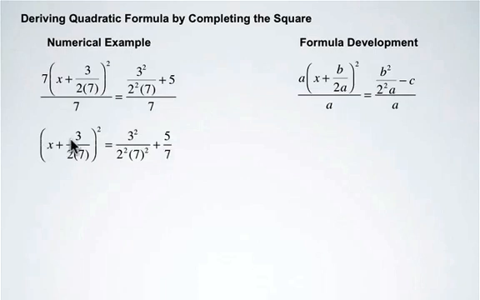And we have x plus 3 divided by 2 times 7 squared, which is equal to 3 squared divided by 2 squared, 7 squared. So this 7 makes the 7 that was already there 7 squared. But now we also have to add a divide by 7 for this 5. The same thing happens here. The a's disappear on the left side. This a becomes squared. And then c is divided by a.